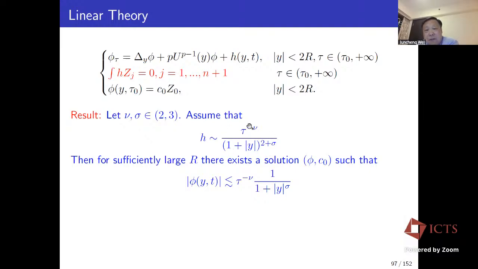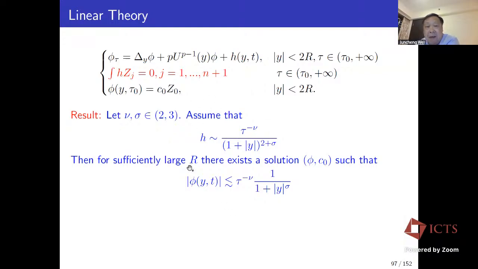So if H decays in time and in space, then for sufficient R, so we need a sigma between 2 and 3. For sufficiently large R, we can find a phi and C0. The C0 is your initial condition, so that your solution has decay in space and decay in time. So this is the key lemma. This is the linear theory, parabolic linear theory for critical exponent problem.